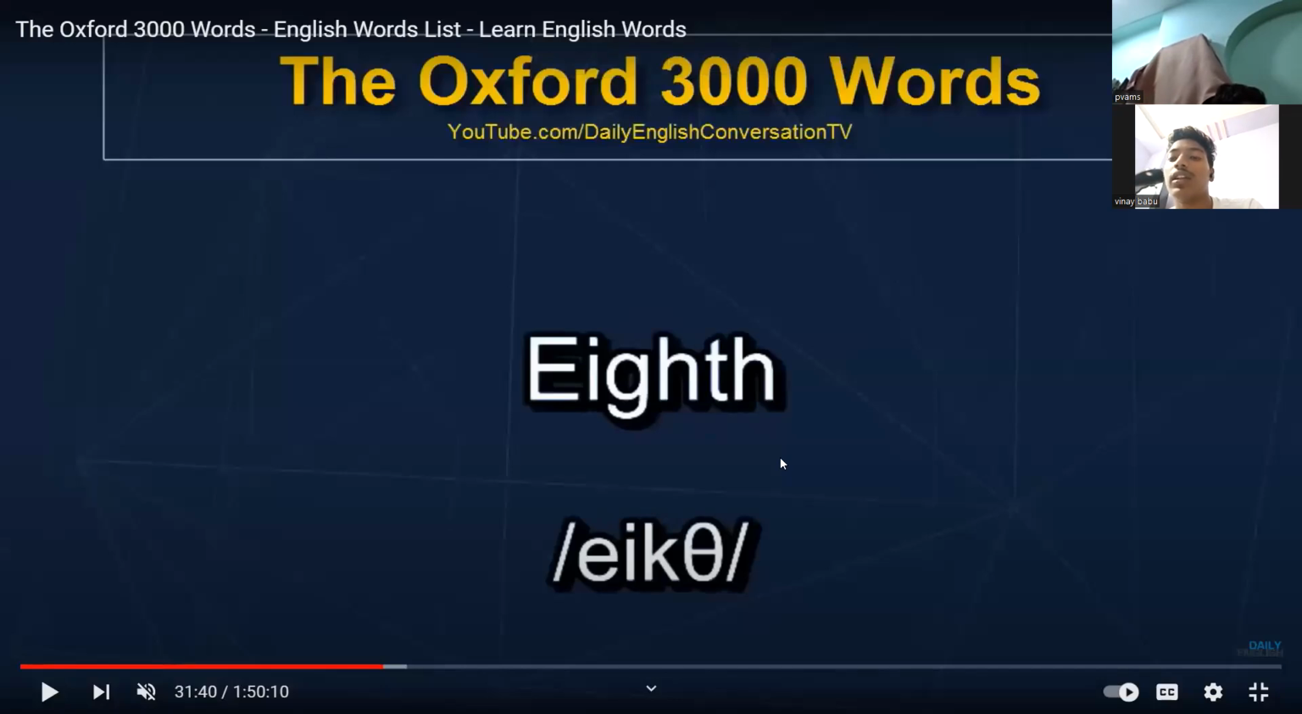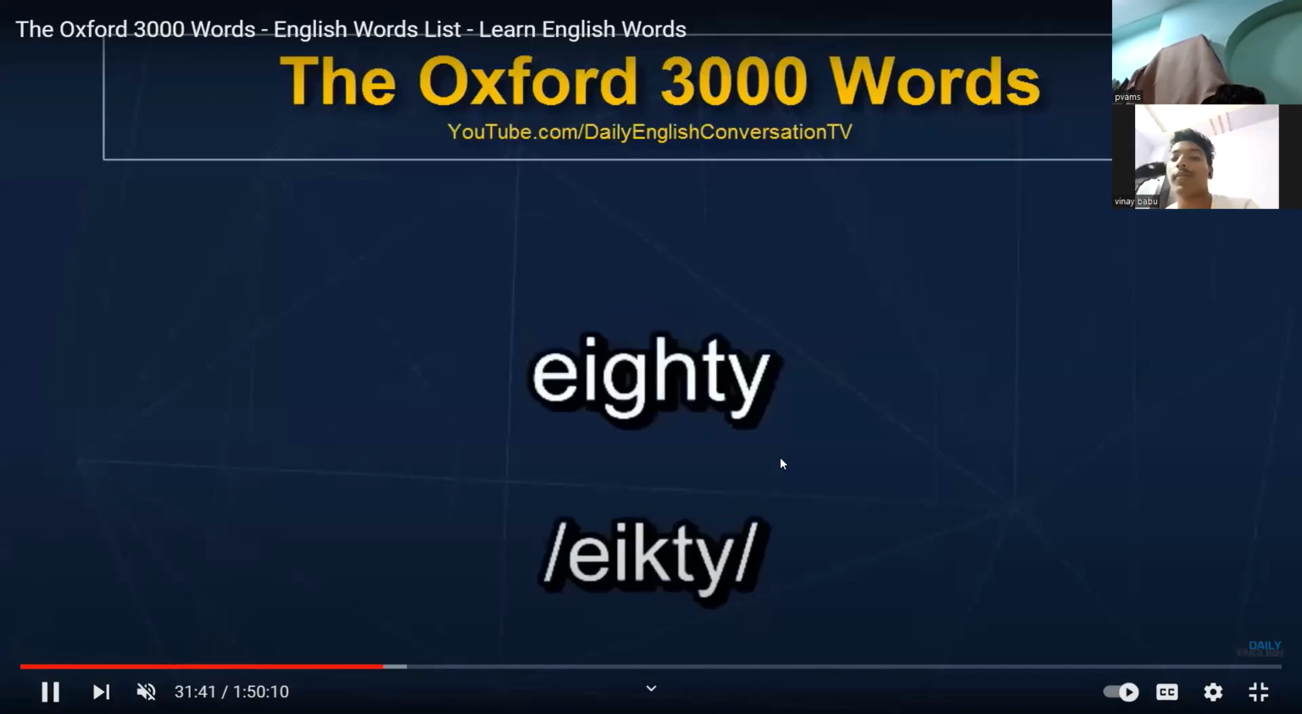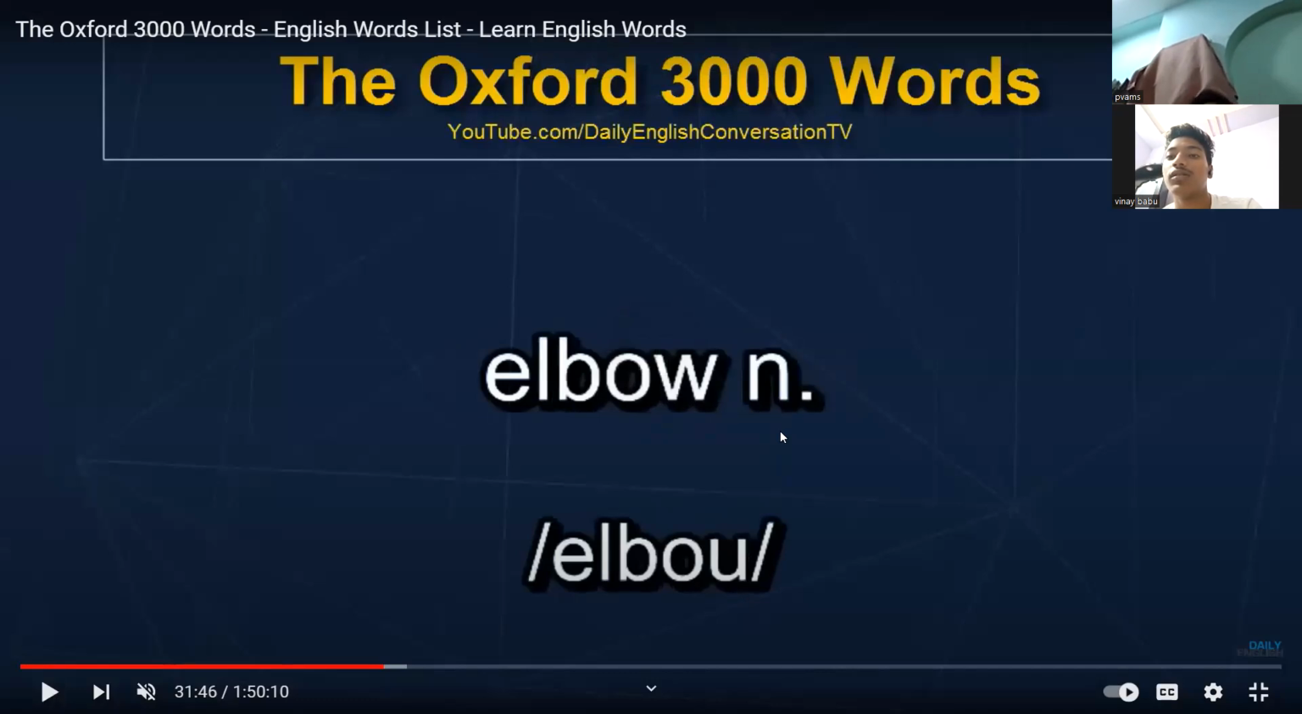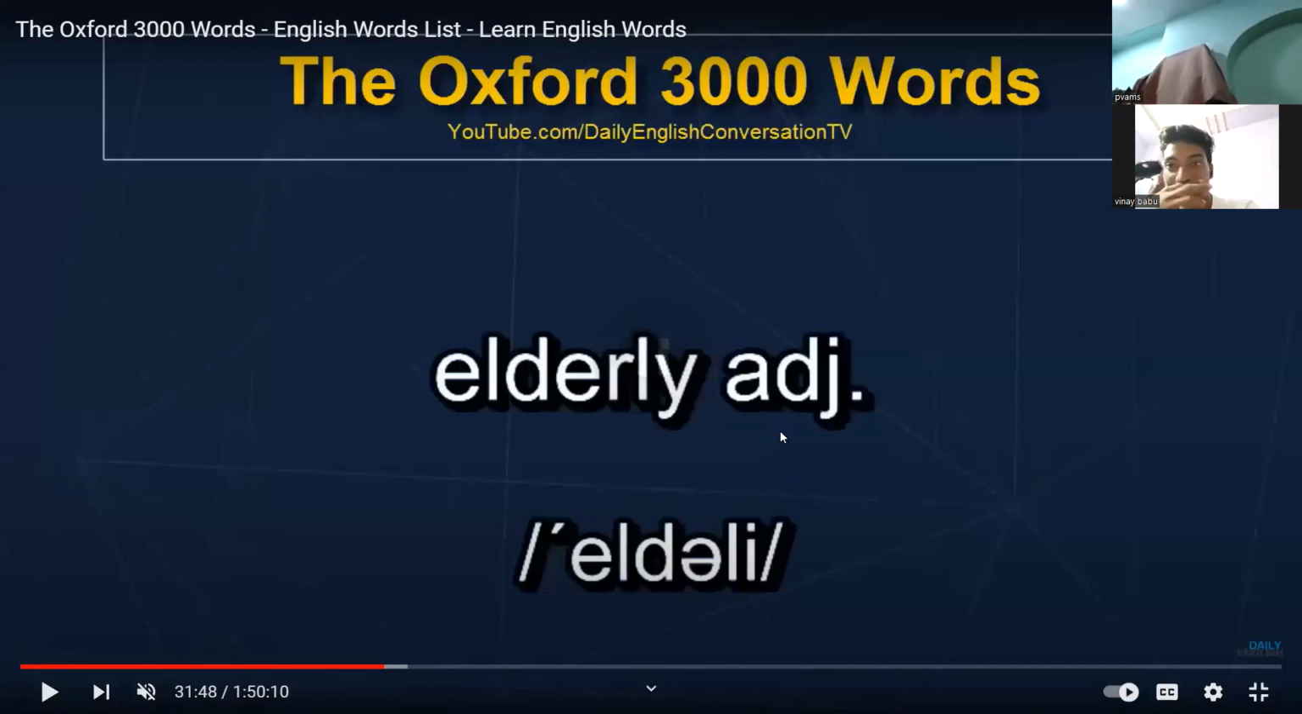Are you able to see? Eight, eighteenth, eight, eighth, eighty. Either. Either is an adverb, okay? You got it? Either is an adverb. Elbow. Elbow is a noun. Very good. Elderly. Elderly person, elderly is an adjective.